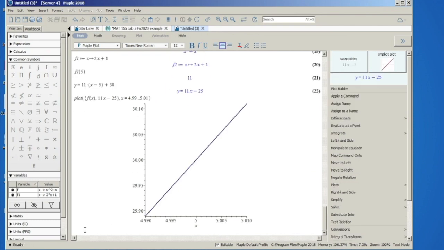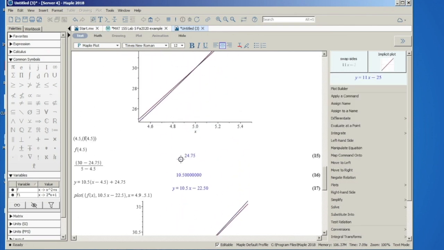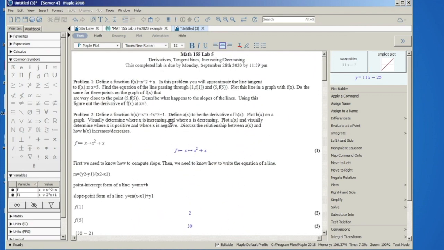And that takes care of problems 1 and 2. So for problems 1 and 2, we're approximating the tangent line at a particular point. For problem number 2, we are asked to define a function h of x such that it equals x to the fifth minus 4x cubed plus 1.